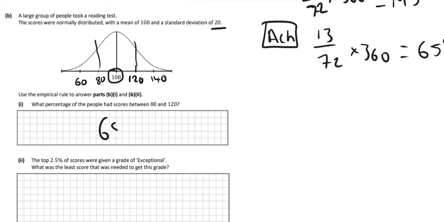So the answer is going to be 68%. Now, if, for example, it had asked us for between 60 and 140, if it had asked us for those two, then your answer would be 95%.